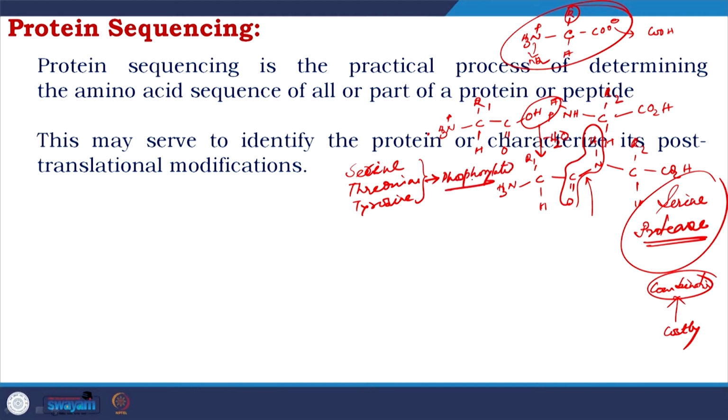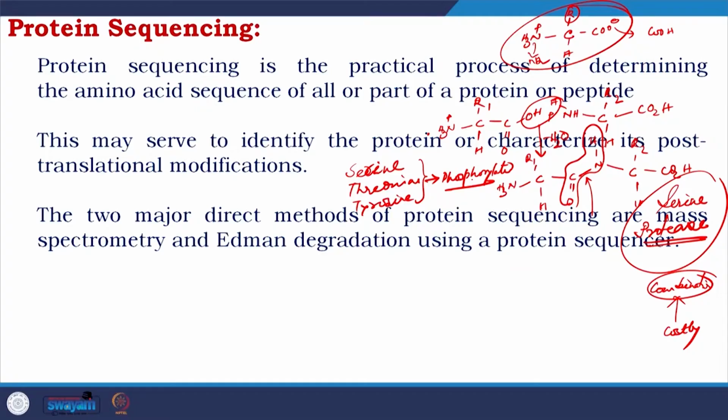In that way, methylation, acetylation, these are post-translational modifications. The two major direct methods of protein sequencing include mass spectrometry. By the way, mass spectrometry is a field which has progressed a lot in recent time. So, I talked about the difficulty of carbohydrate and lipid, but using mass spectrometry and using high resolution NMR, it is possible to identify them individually.